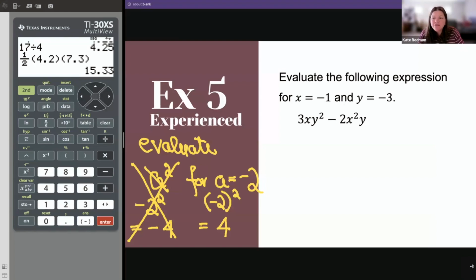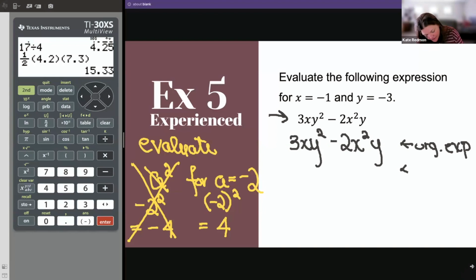So nice thing about this guy is the original expression's already written down for us. It's right there, right on top. Here it is, 3x y squared minus 2x squared y. But if you were going to take your GED, this would not already be on your dry erase board. It would be up on the screen. And it is a really good habit to just write it down exactly the way you see it first. You'll have less substitution errors.